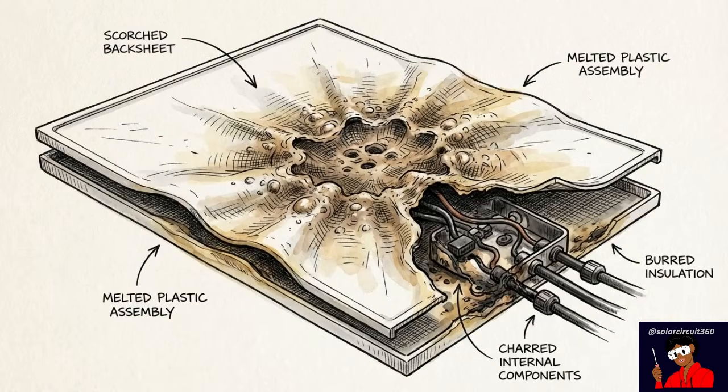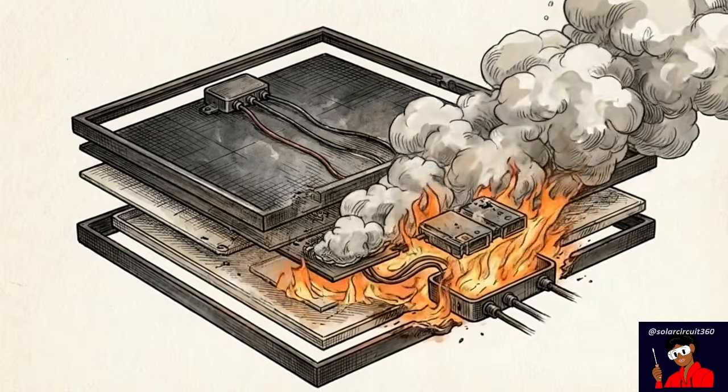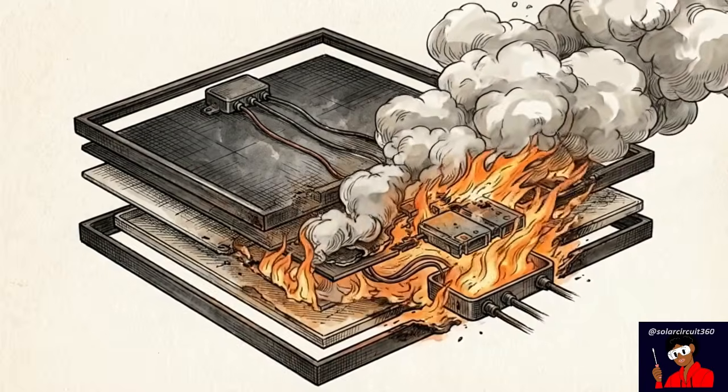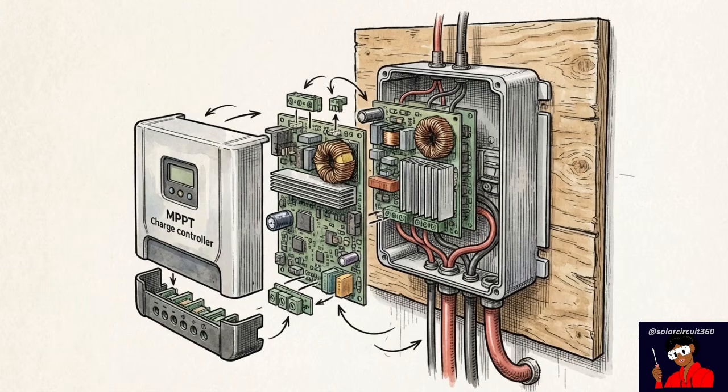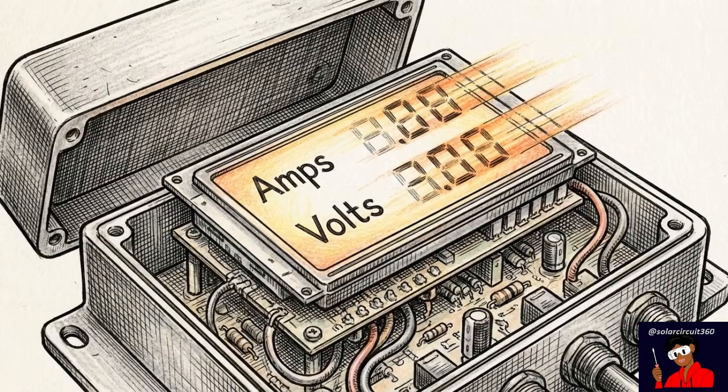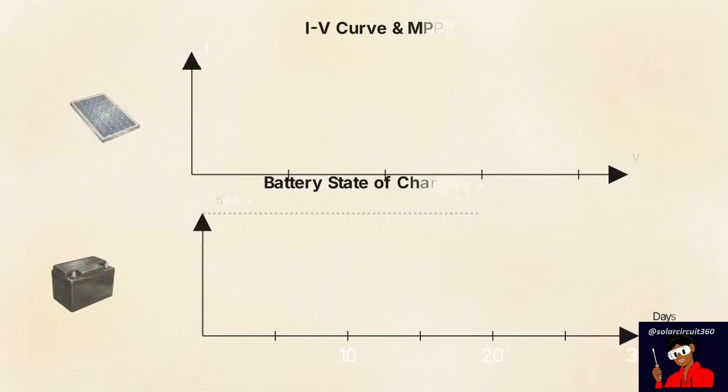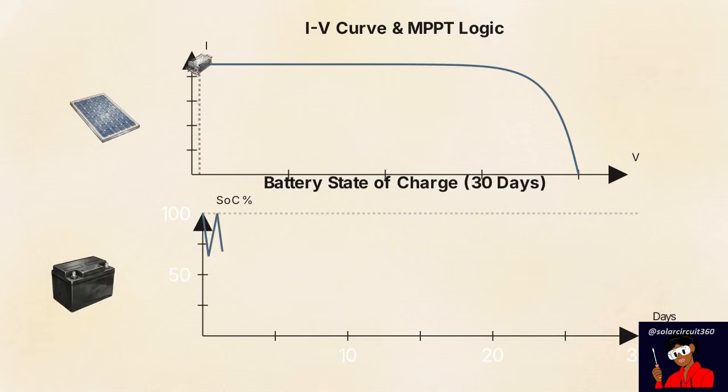Mismatch within a series string drives healthy panels to force current through nodes with higher resistance. This conversion of power into heat can reach temperatures high enough to melt backsheets, destroy silicon, or ignite a fire. The impact of degraded current limits does not stop at the roof. It travels downstream, directly impacting the maximum power point tracking charge controller. MPPT algorithms are designed to constantly calculate the ideal voltage and current ratio to pull maximum power from the array. To do this efficiently, they rely on predictable, arched IV curves.